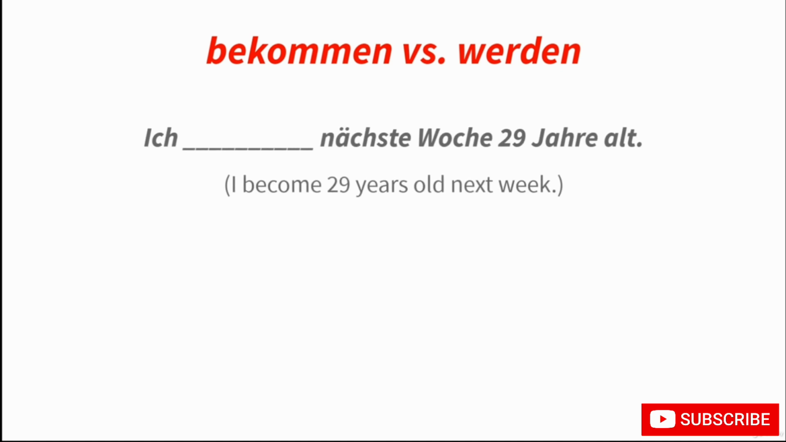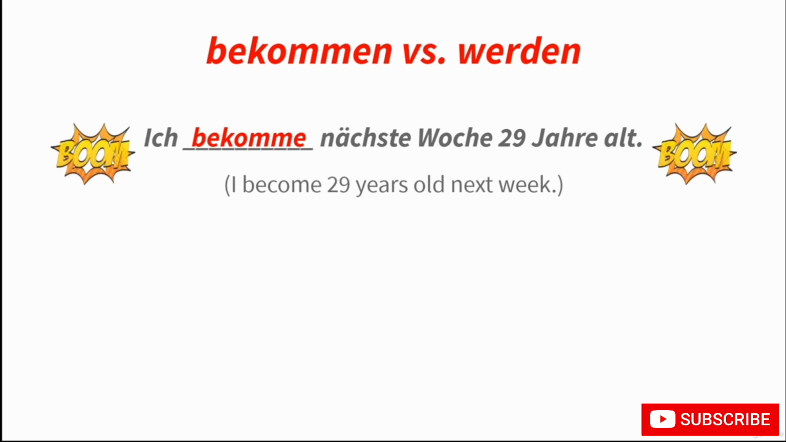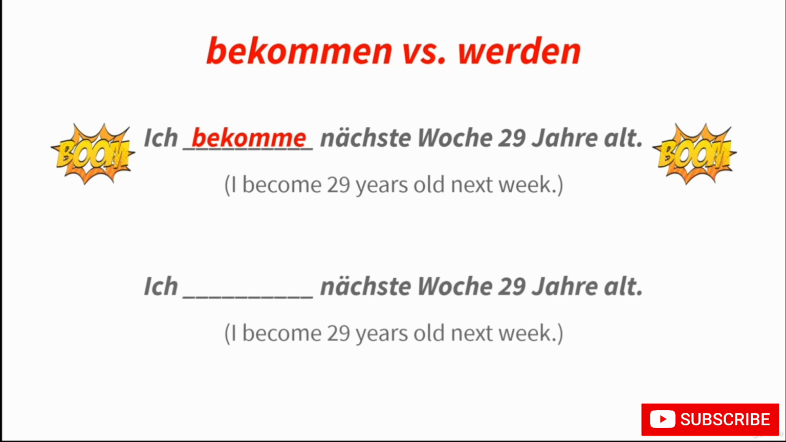In English, this sentence means I become 29 years old next week. When we think in English, we automatically think that the answer must be bekomme, but it is also false. Why? Because bekommen means to get or to receive, not to become. That's why the correct form of this sentence must be with werden, not with bekommen. By these two examples, I wanted to show you why these verbs are commonly confused.